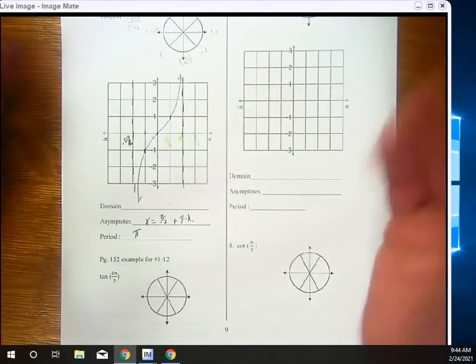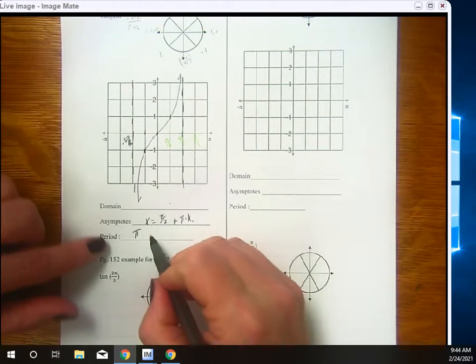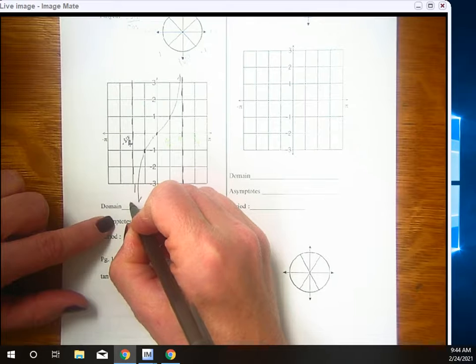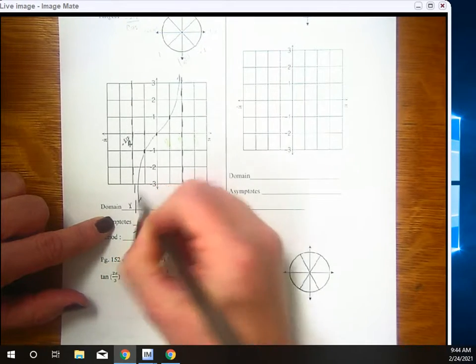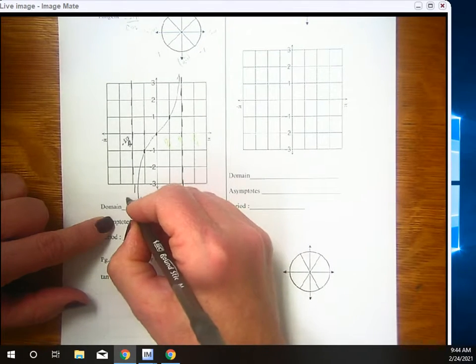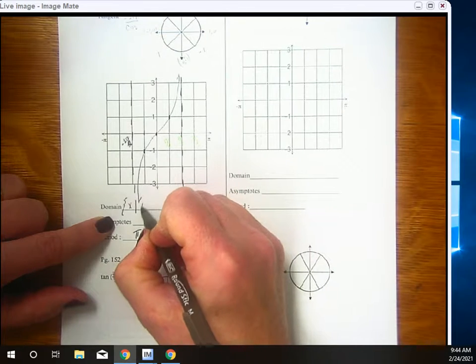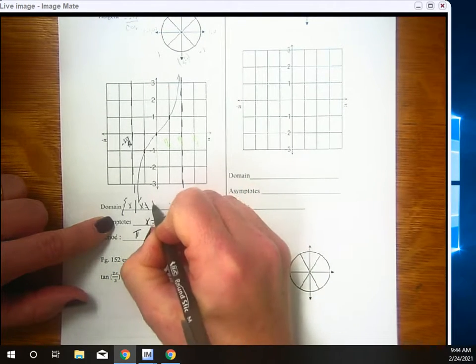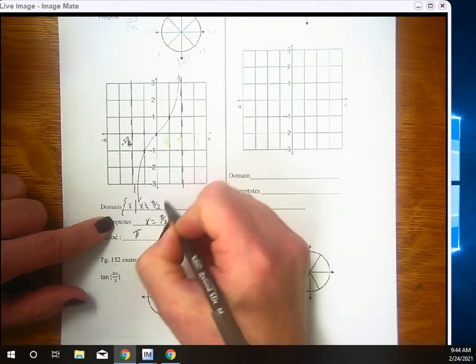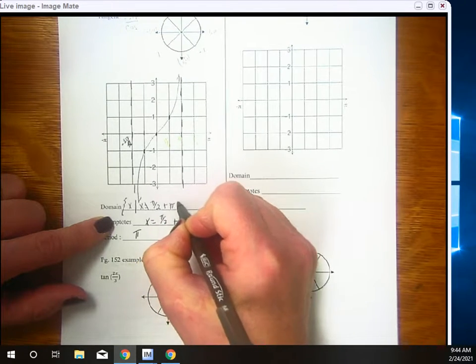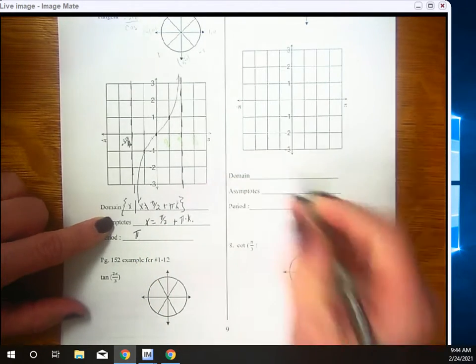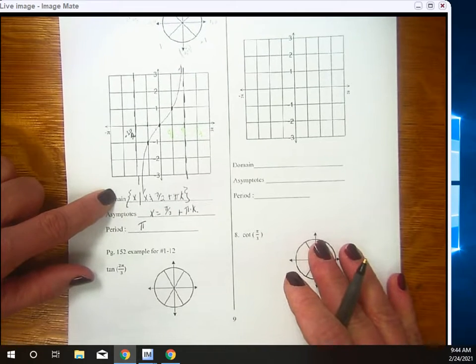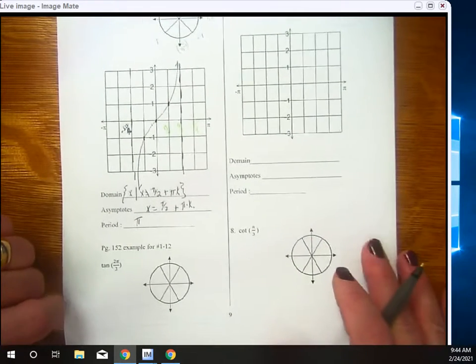or 180 degrees. The domain then is all reals, or x such that x is not equal to these asymptotes. So all reals except where those asymptotes occur. And remember, this is set builder notation. You can write those in words if you want to.